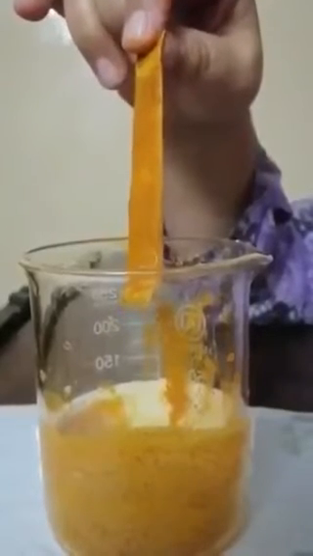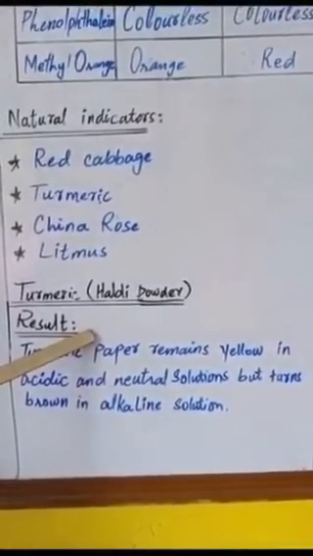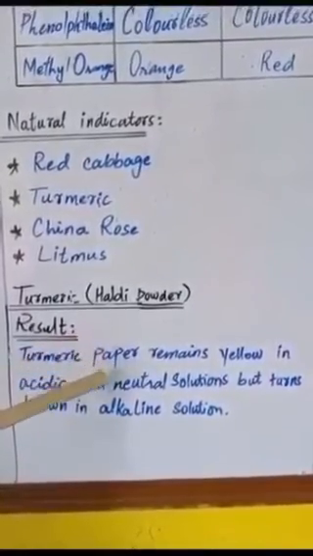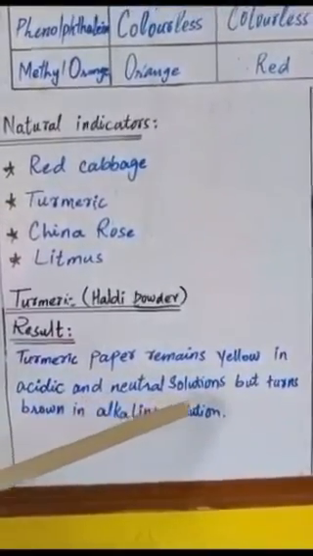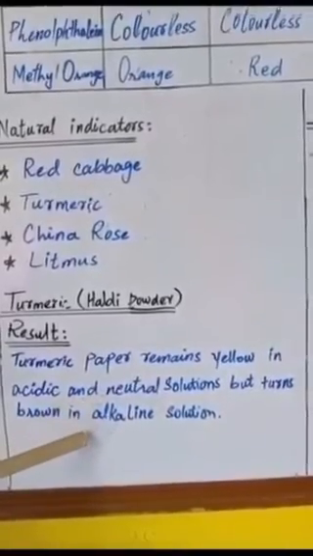And this is filter paper. I am going to dip it in the paste of turmeric so that the paste sticks to all the filter paper, like this. Now I will put it on the side. When it dries, I will remove extra turmeric from this filter paper. Now it is ready to use as an indicator. If we put the turmeric paper in acidic solution, it will remain yellow, and in neutral solution it will remain yellow, but it will turn brown in alkaline solution.